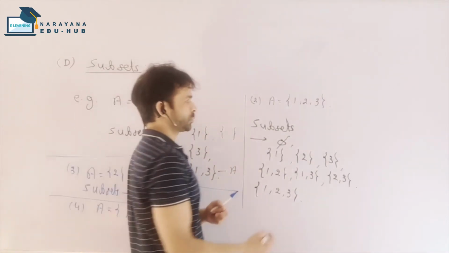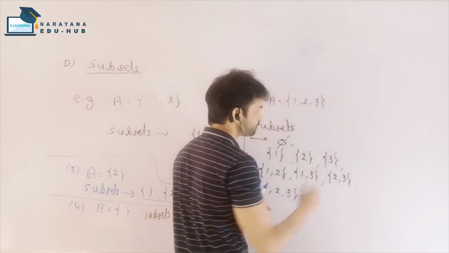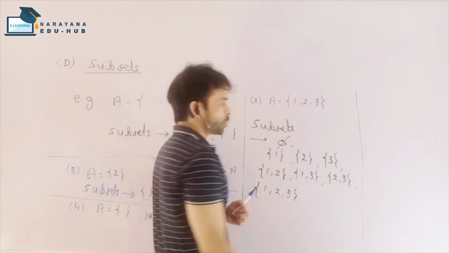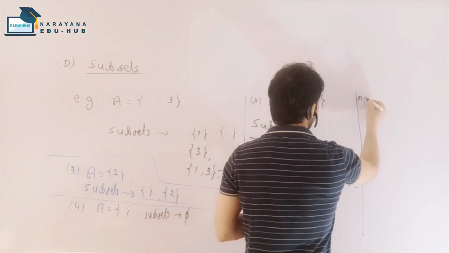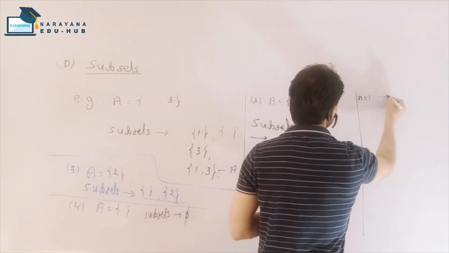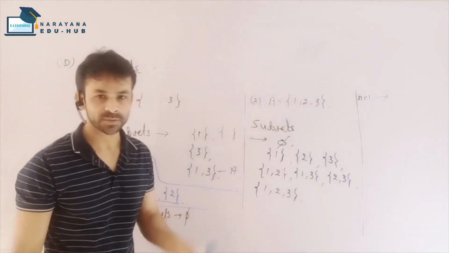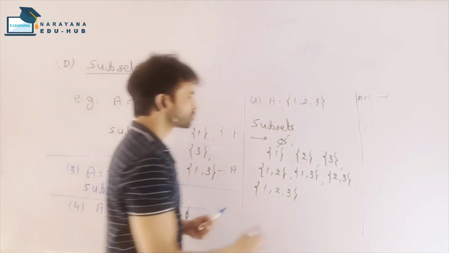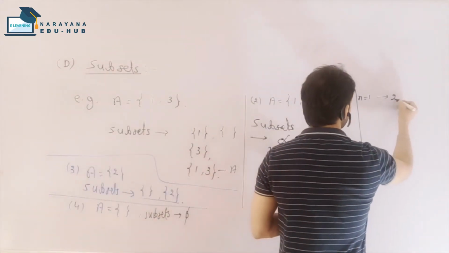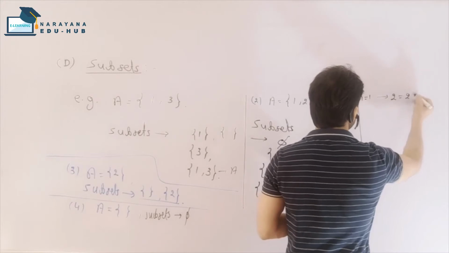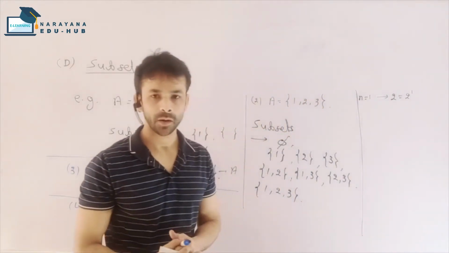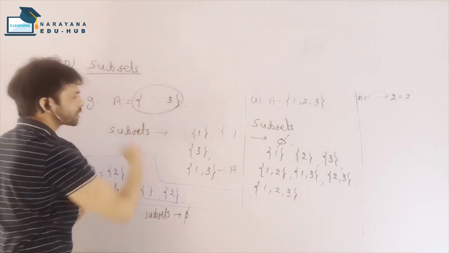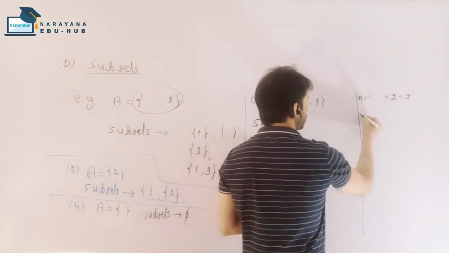Okay, so the idea of subset is clear to you. One more thing we can understand from this. When we had one element, the number of subsets came to 2, and 2 means 2 to the power 1. Okay. When we had two elements, number of elements 2.